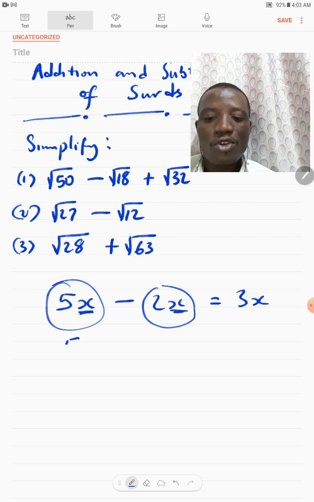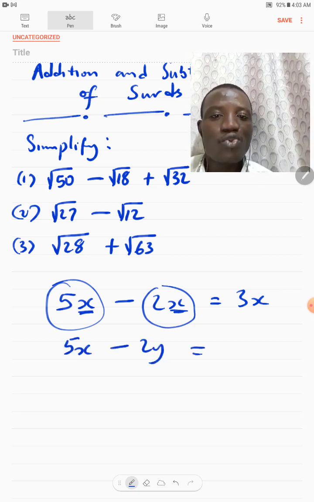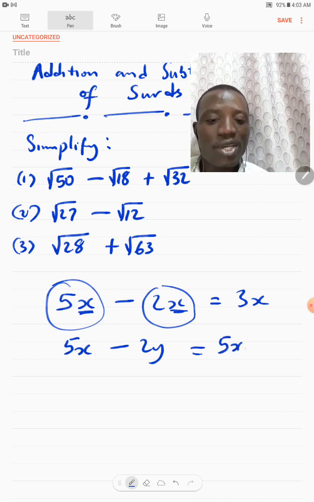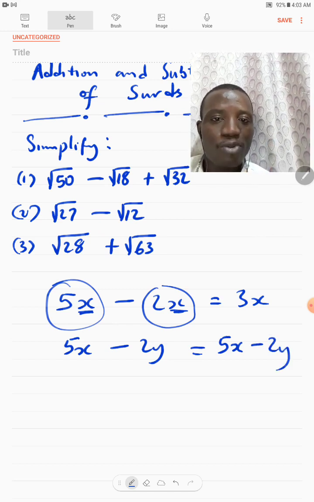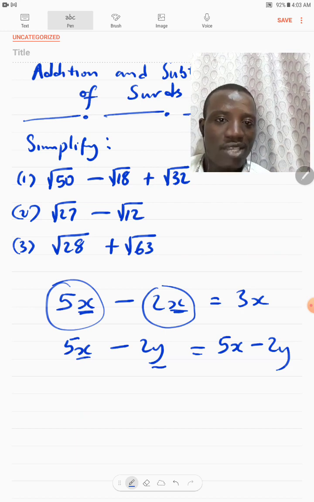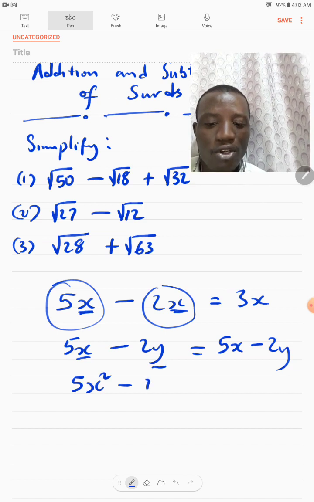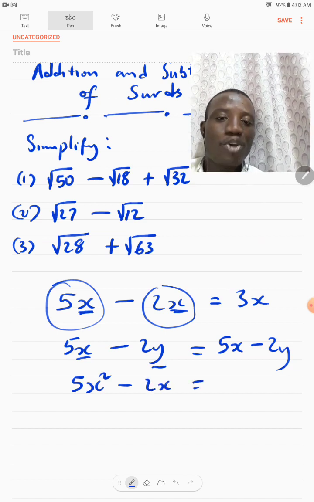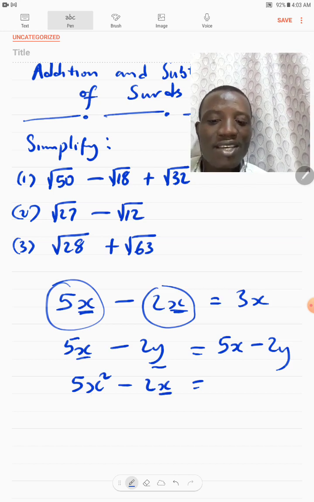For example, if we have 5x minus 2y, this will remain the same forever. The answer will definitely be again 5x minus 2y. Why can't we subtract this? We cannot remove 2y from 5x because y and x are not the same. Even if we have 5x squared minus 2x, we still cannot subtract this. Why can't we subtract it? Because x is not the same as what?